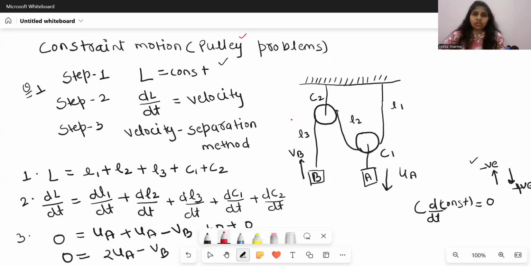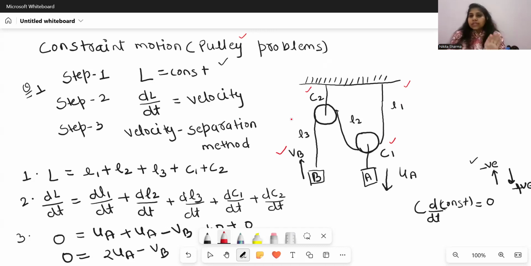The first question we have taken here: a two-pulley system is given to us, in which block A is moving downwards with velocity UA and block B is moving upward with velocity VB. The lengths of the strings are given as L1, L2, L3, and the curved lengths of the string around the pulley axes are C1 and C2. We need to find the relation between UA and VB.